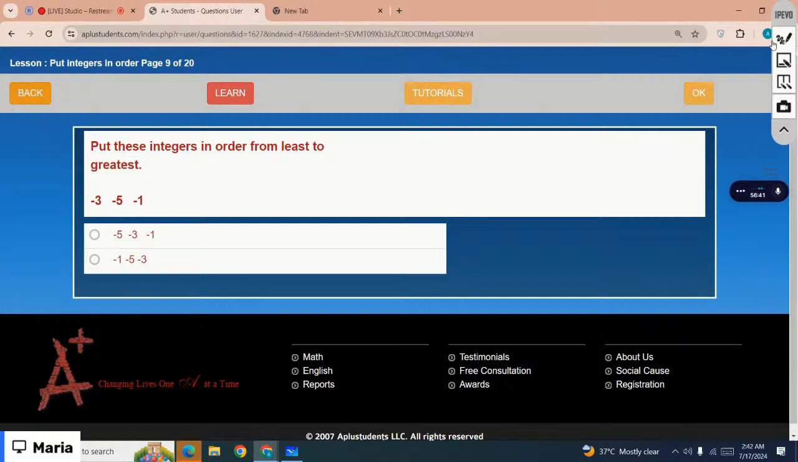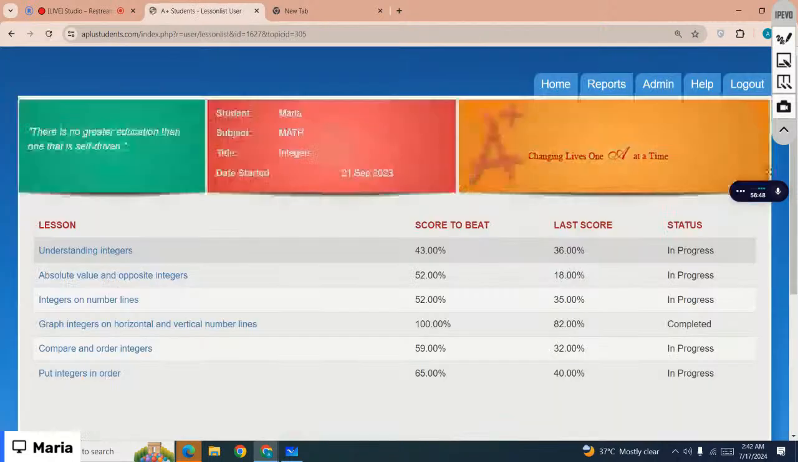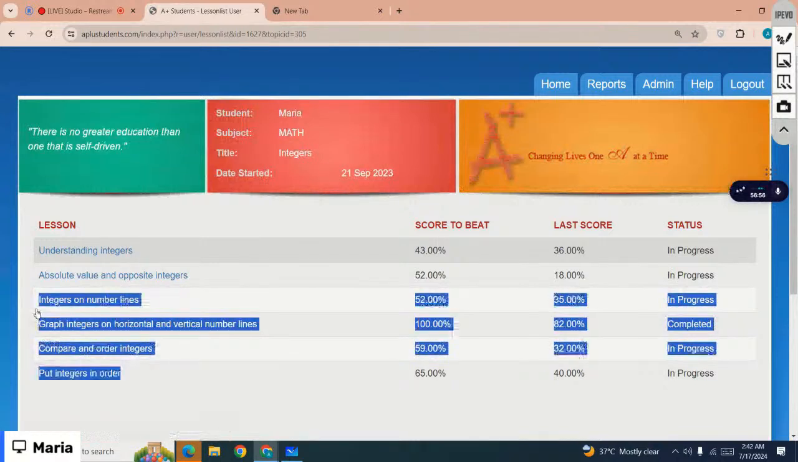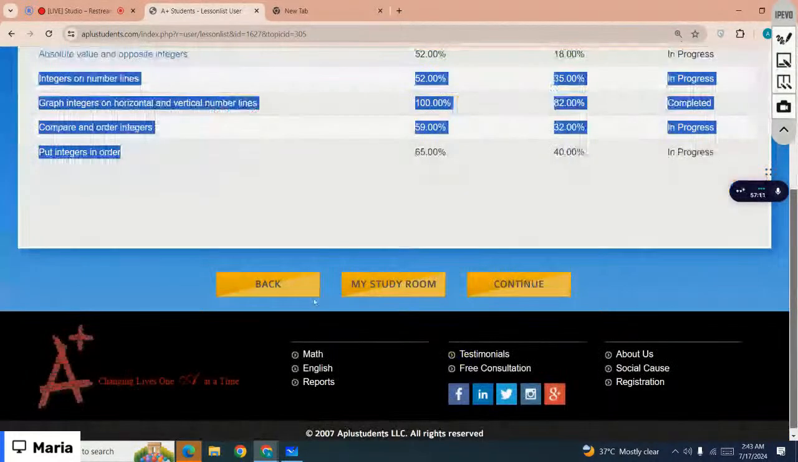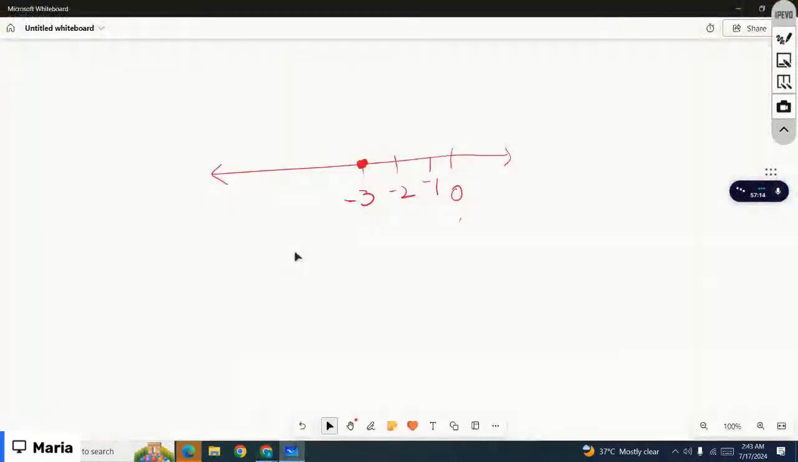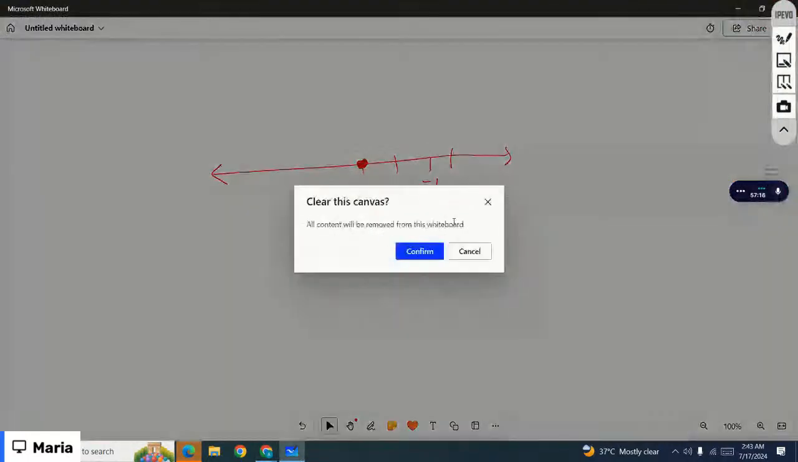Okay, you can complete the lesson by yourself later today. So we were working on grade 6 math. The chapter we were working on is integers. The lessons we have covered today are integers on number lines, graph integers on horizontal and vertical number lines, compare and order integers, put integers in order. So please make sure before the next session you complete all the practice questions for the lessons we just did. That is your homework until the next session, right?